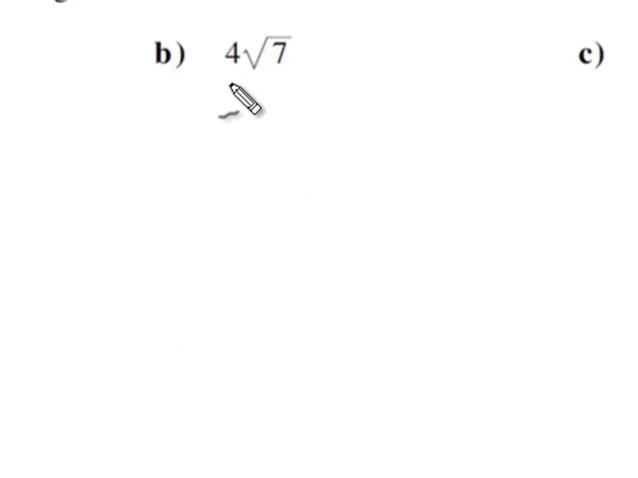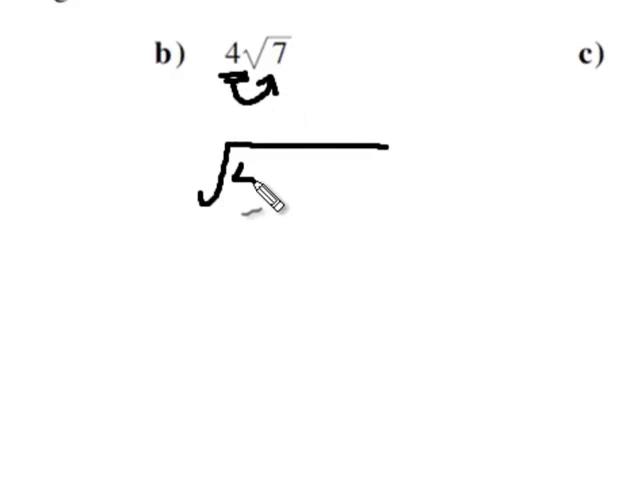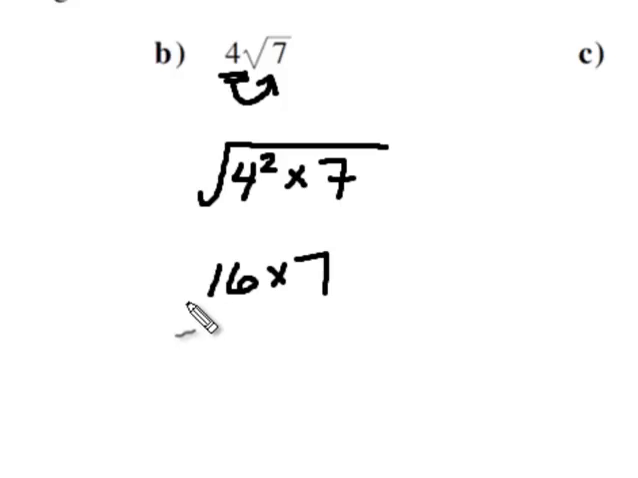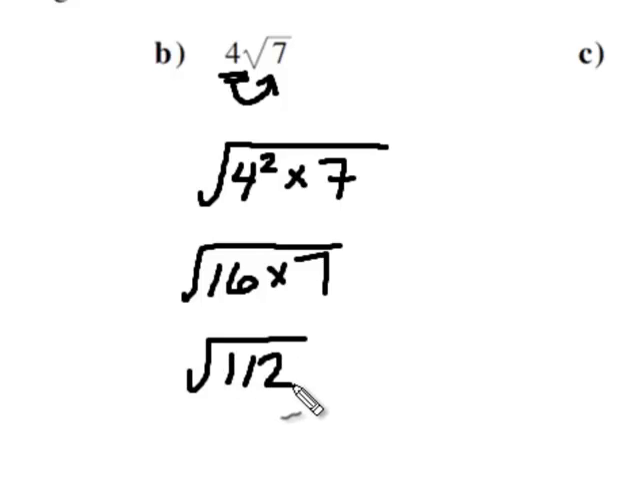Do the same in the next case. I'm just going to show this one a little bit differently. Some people like to think in order to get the 4 under the square root sign without changing its value, you'll have to square it. So 4 squared, square rooted, is the same as the value of 4. That's another way to think of it. 4 squared times 7, or 16 times 7 under the radical sign. So the square root of 112 is the same as 4 root 7.